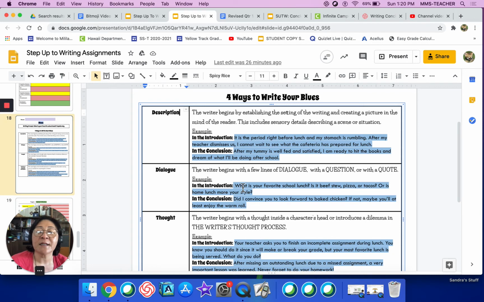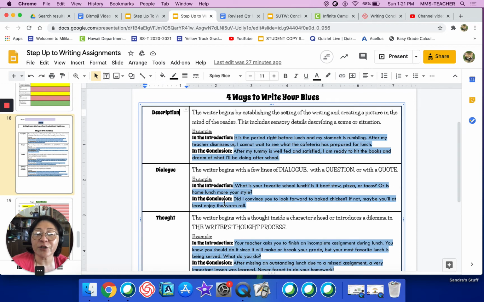So an example of this for the baked chicken topic, in the introduction, an example of the blue would be, what is your favorite school lunch? There's that question. Is it beef stew, pizza, or tacos? Another question. Or is home lunch more your style? Third question. Okay, so that's the hook. That's the blue, trying to get the reader's attention. So you would include this in your introduction before your topic sentence.